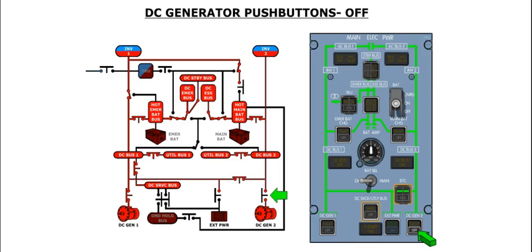Selecting a generator push button to the out position will de-energize the associated generator, and the generator contactor will open. The white off caption will illuminate to indicate that the associated generator is off. The fault caption illuminates in the event the GCU trips the generator due to a fault, or if the associated generator contactor opens. You should note that if the contactor opens because the push button was selected to the off position, the fault caption will not illuminate.